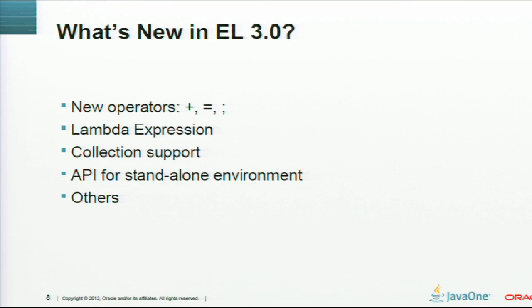So, what is new in EL 3.0? Okay, we introduced new operators. We have string concatenation, assignment, and semicolon operators. We also introduced lambda expression. It is a very simple and powerful addition to EL, and we would use that extensively in the collection supports. Then EL 3.0 also introduced a new API for standalone environment and other stuff.